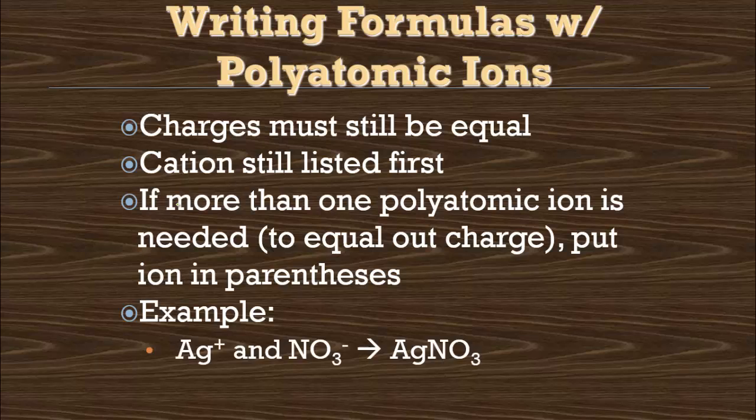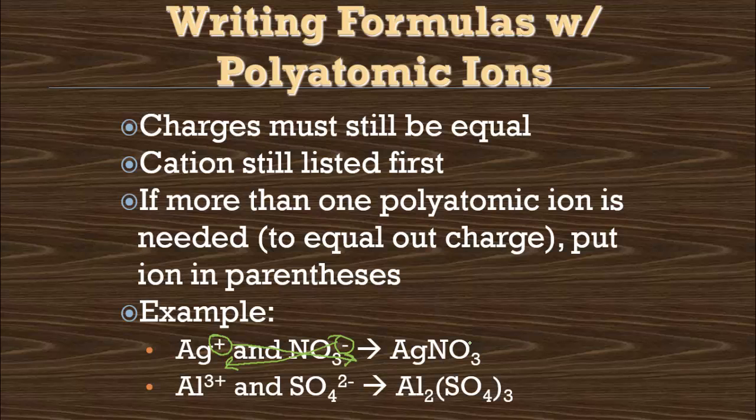So, for example, we have Ag and we have NO3. Well, Ag is 1 because it's not written, and it's going to fall to the bottom over here. NO3 is going to fall to the bottom over here. So in this case, since they're a 1-to-1, I don't really need parentheses.